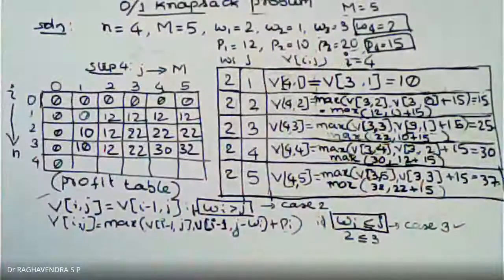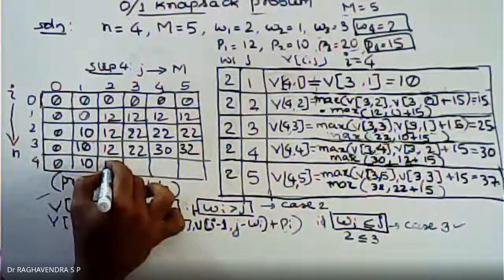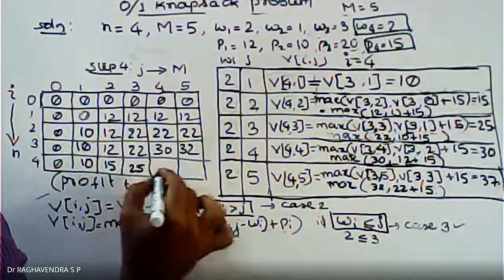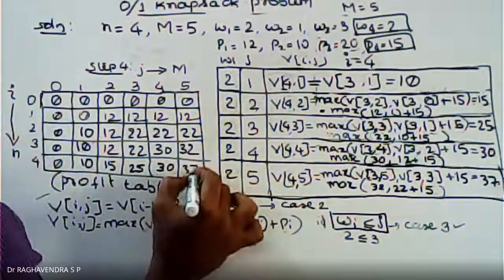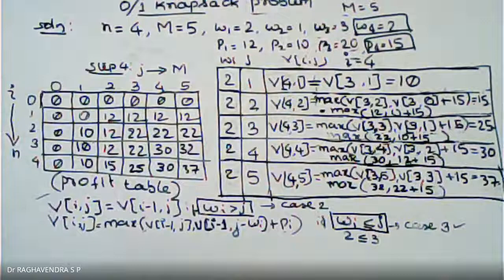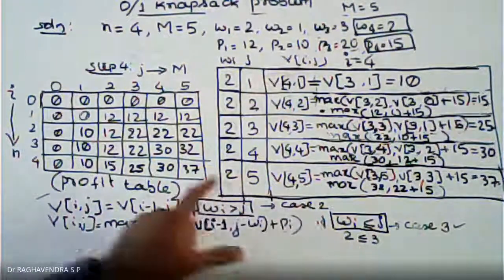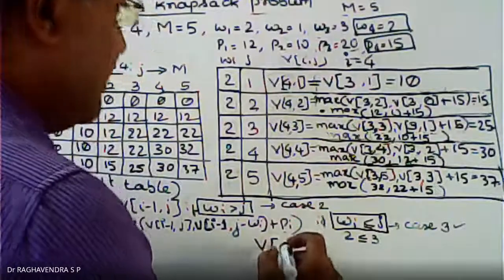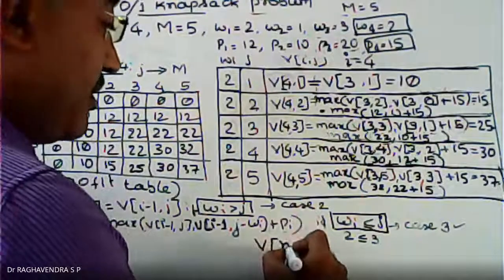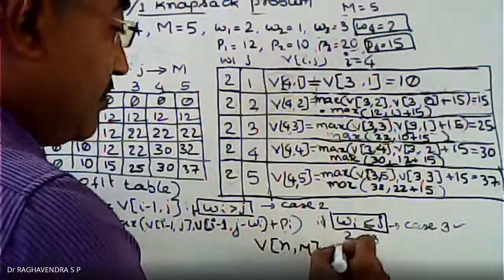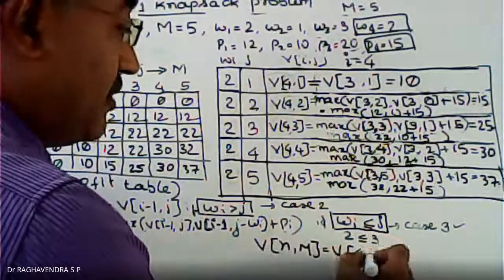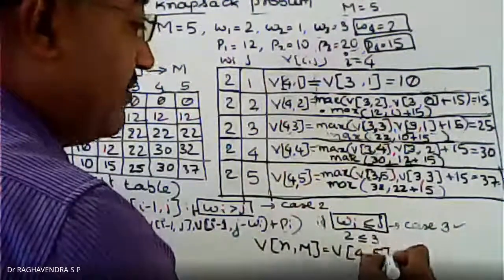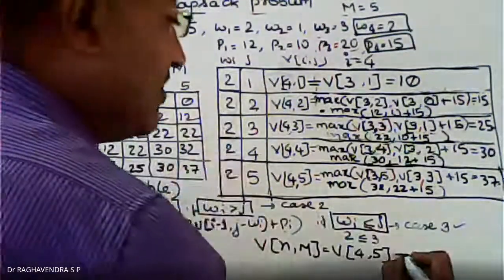Okay. So now you substitute all the values: 10, 15, 25, 30, 37. So this is the solution. V of n comma m, where n means the number of items, 4, and m means the capacity of the knapsack, 5. It is V of 4 comma 5, which is equal to how much?